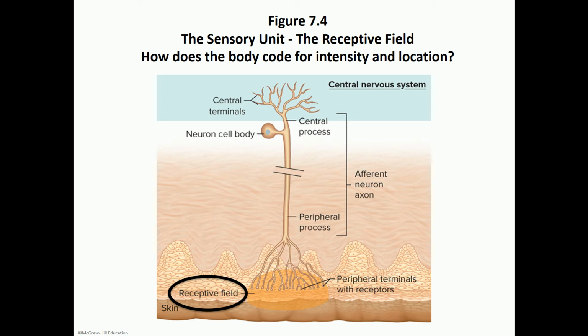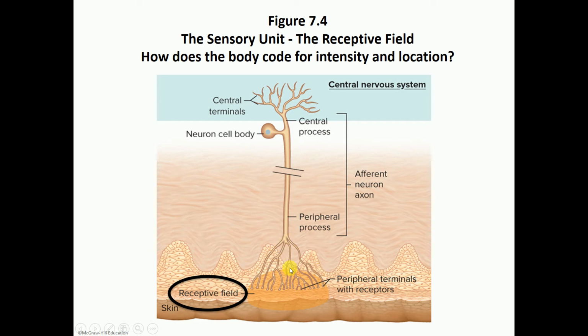Now, why is that? How does the body code for intensity, and how does it code for location? So let's take a look at this sensory neuron. You can see here that is the cell body, and we're talking about general senses. So this is a unipolar neuron. You can see the central process going to the CNS, and the peripheral process will be going to, in this case, the skin.